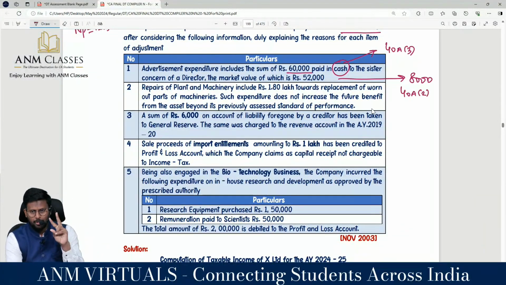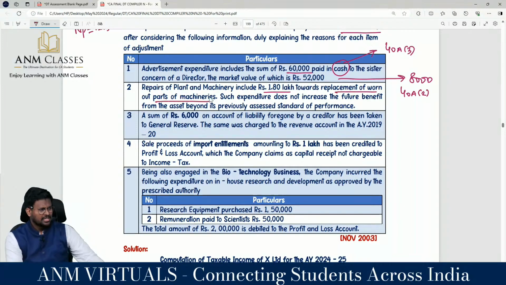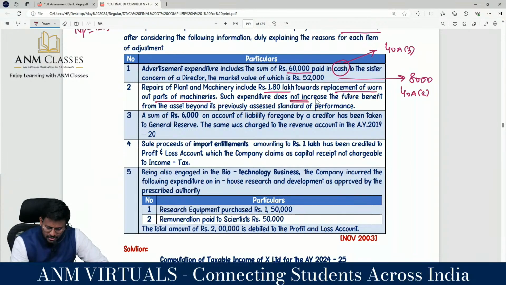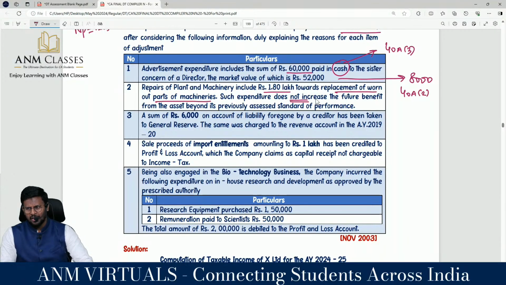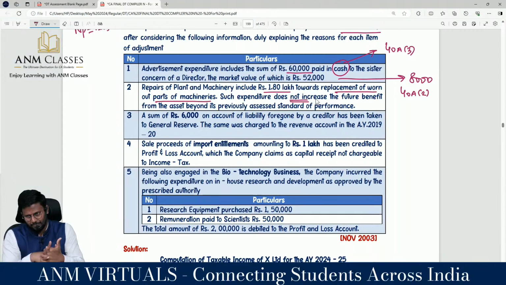I am moving to point number 2. Repair of plant and machinery includes 1,80,000 towards replacement of a worn out part of the machinery. Some part of the machinery has worn out, and you have replaced it, spending 1,80,000 rupees on it. Such expenditure does not increase the future benefit from the asset beyond its previous standard of performance. By replacing this worn out part, no specific value addition will come. The same number of units as earlier is what I am going to produce.